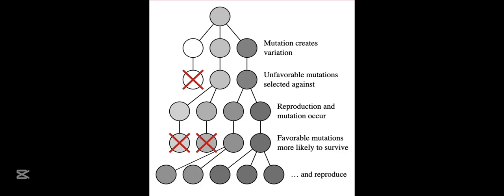And another important point is that there's no way for an organism to deliberately change its DNA to get a specific trait. Right. Mutations happen, and then natural selection acts on them. So if a mutation is beneficial, it's more likely to be passed on. And if it's harmful, it's less likely to be passed on.